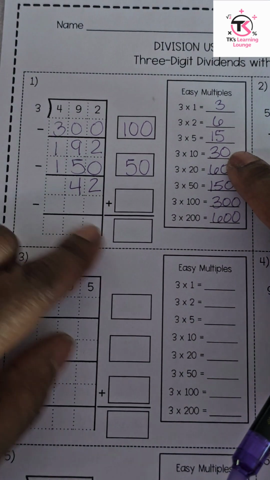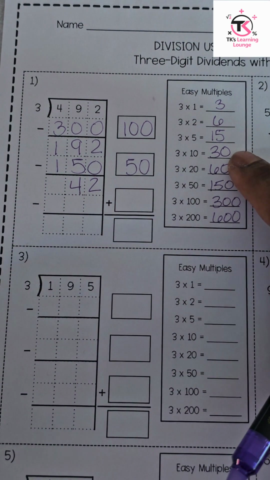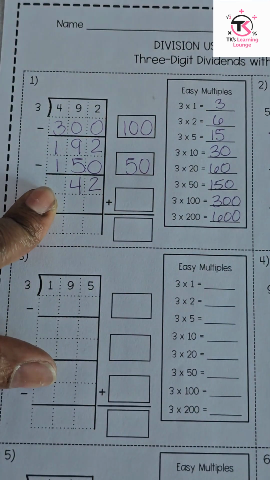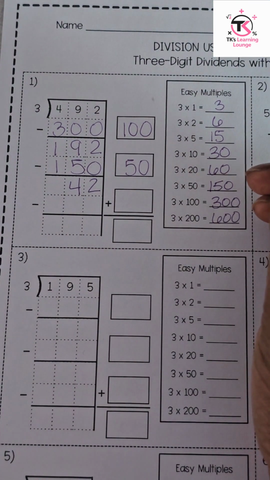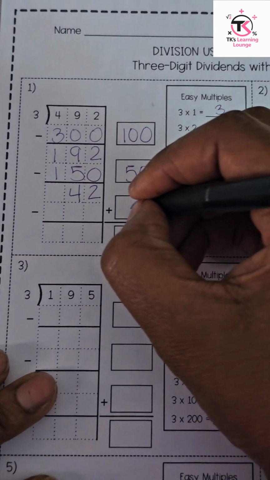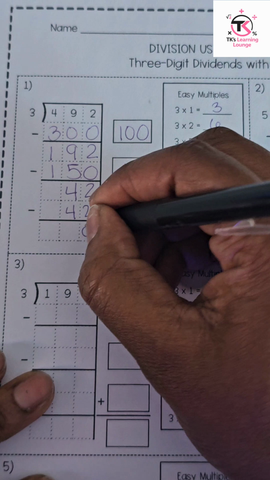Now I only have one box left. So 2 things can happen here. One, I can think about what could go into 42. And if I know my multiplication facts well, then I would probably know that it would be 14. And so 42 minus 42 would be 0.